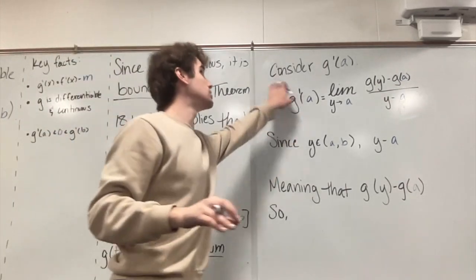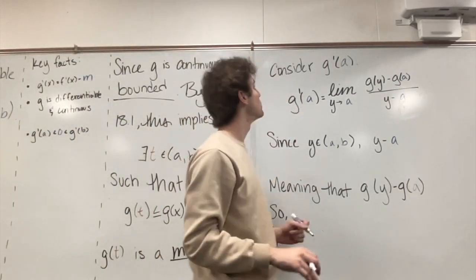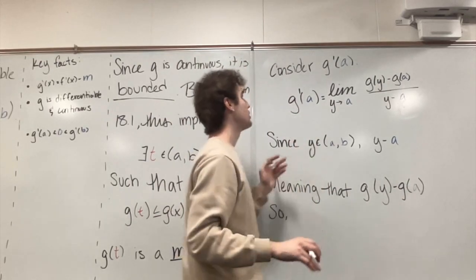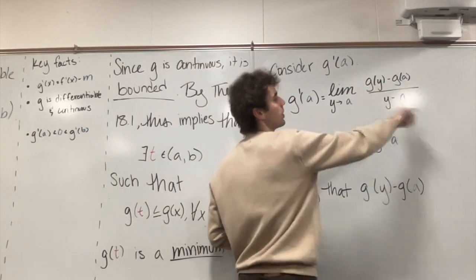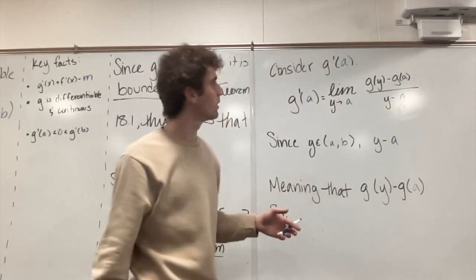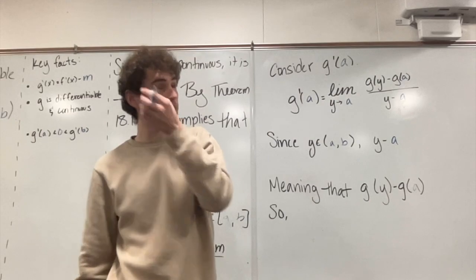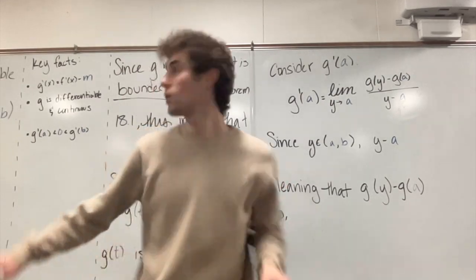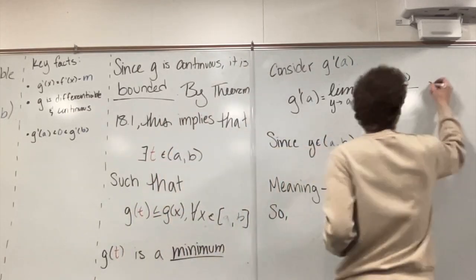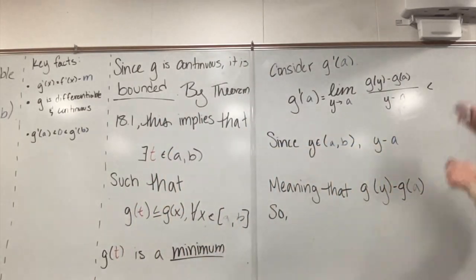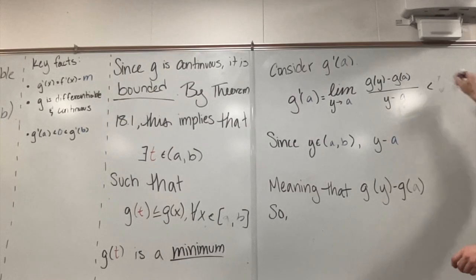Consider the derivative of g at a. So the formal definition: the derivative of g at a is equal to the limit as y approaches a of g of y minus g of a over y minus a. And we know some facts about this from earlier. Right here, we showed that it's less than 0. So let's bring that in. It's less than 0, so this is negative.